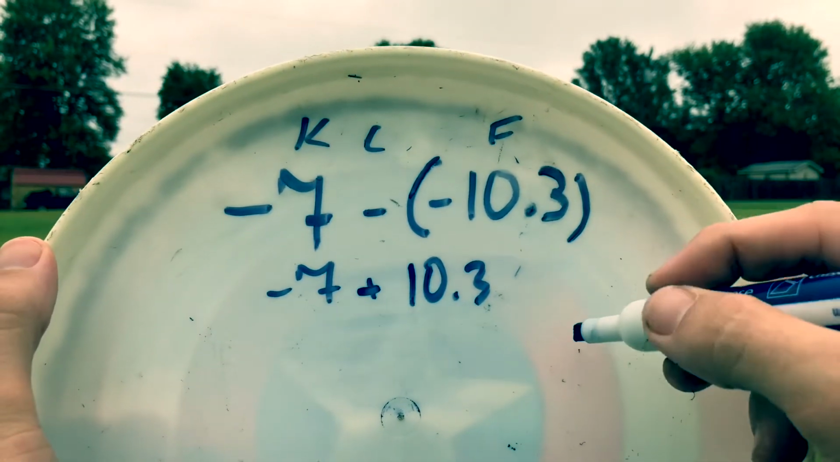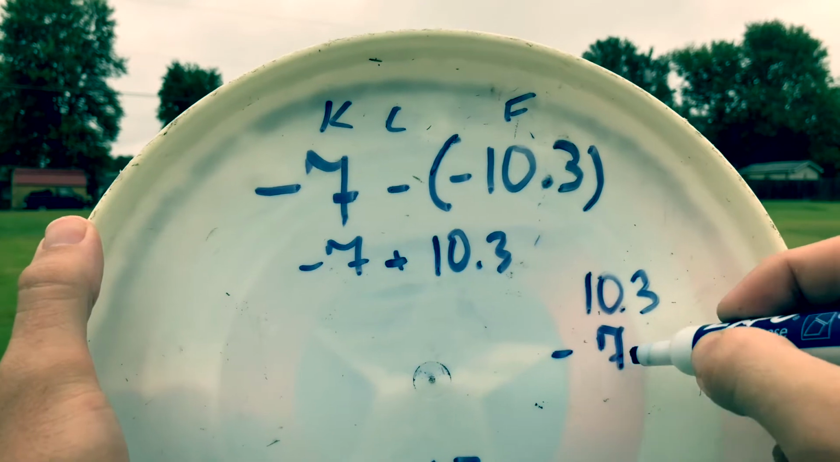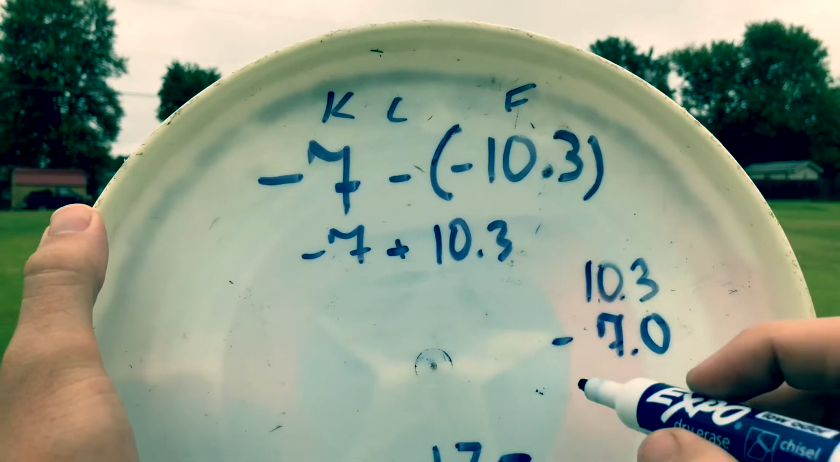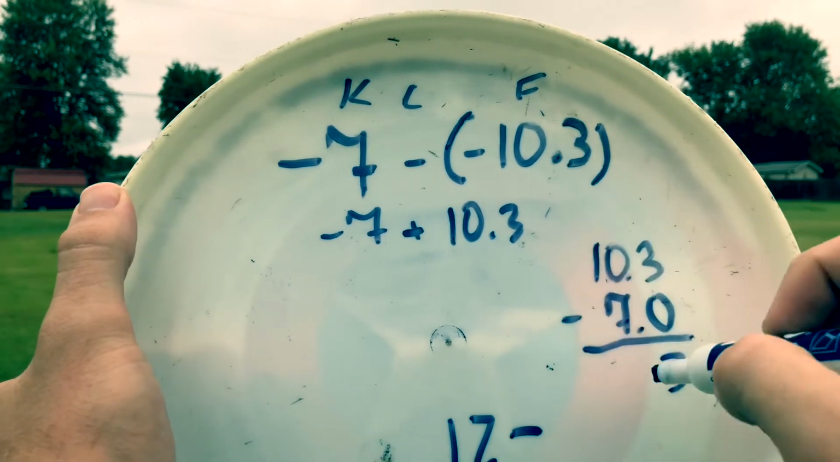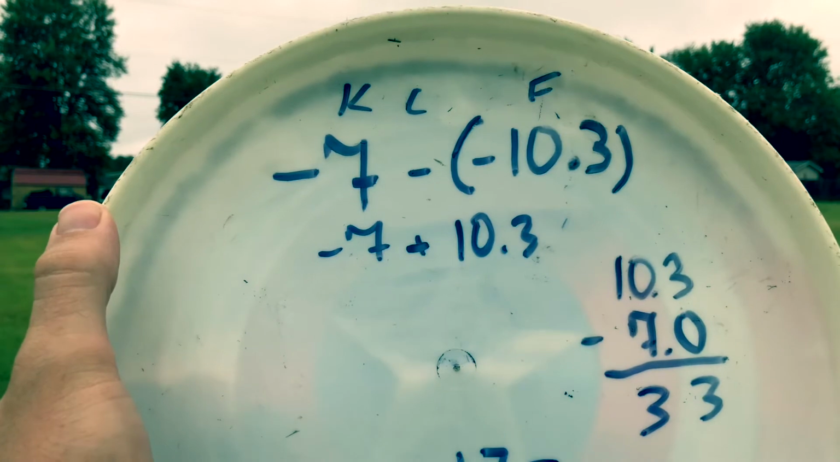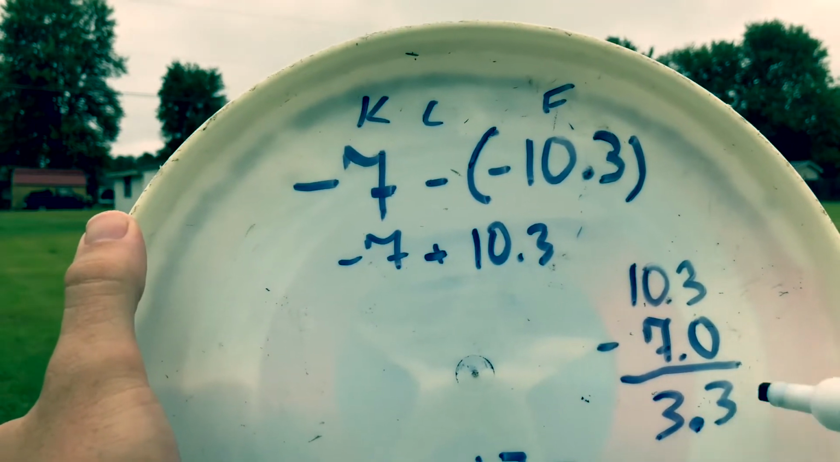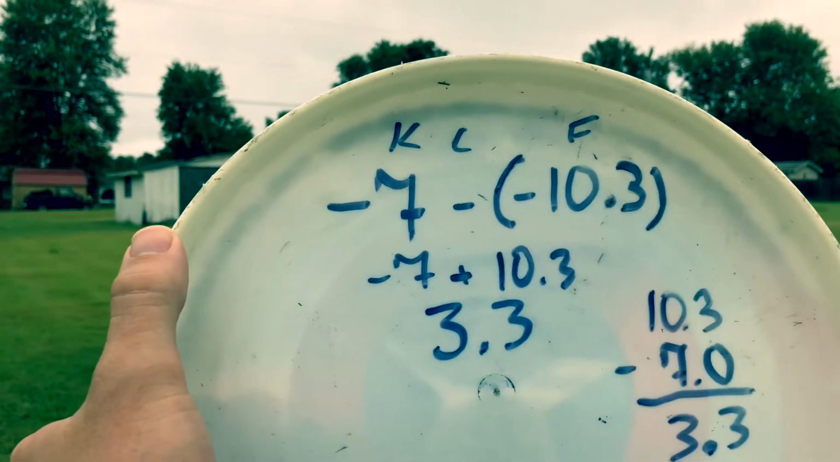So we come over here, put the 10 and 3/10 on top, subtract that by 7. We're gonna have to add a placeholder, okay? Add a placeholder, leaving us with 3. 10 minus 7 is 3. But remember, folks, this is not 33. You gotta drop that decimal like it's hot, giving us 3 and 3/10.